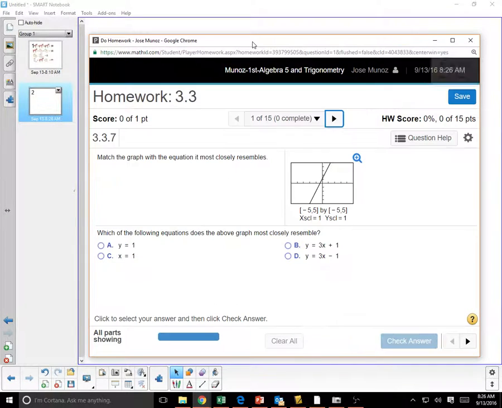Number 1. Batteries. Match the graph with the equation it mostly resembles. Okay? So if I look at this, can you guys see that picture okay?